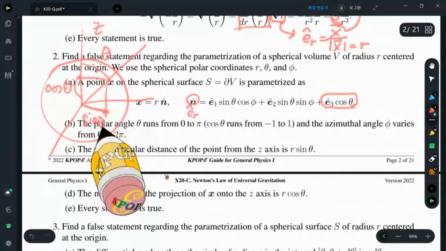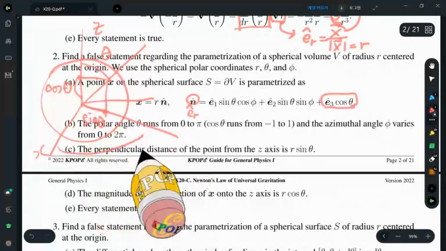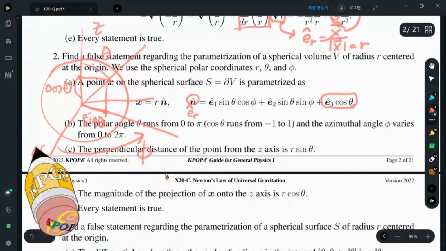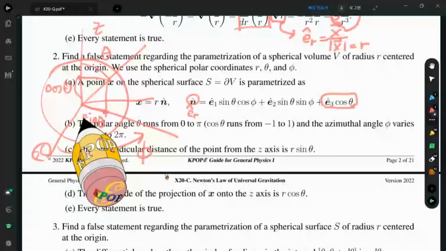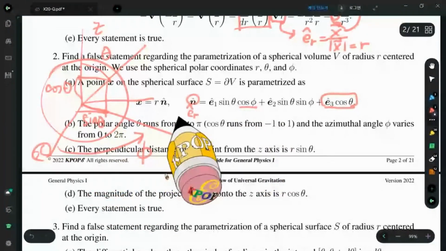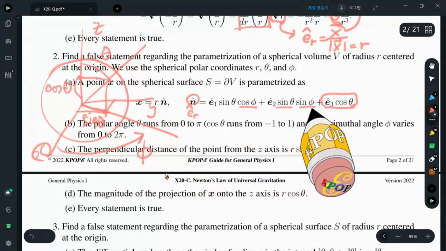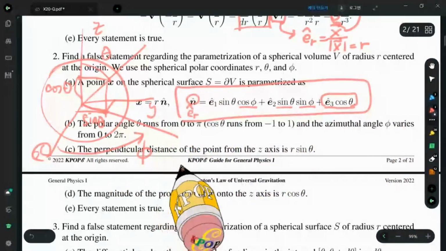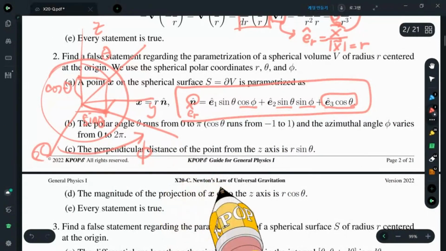And then we introduce the angle phi, the azimuthal angle phi, measured from the x-axis counterclockwise. In that case, its x projection is sine theta cosine phi, and y projection is sine theta sine phi. So this is the polar coordinate parameterization of the unit radial vector.